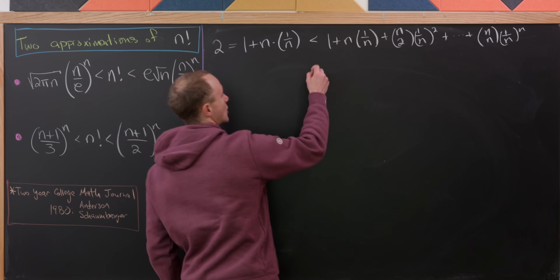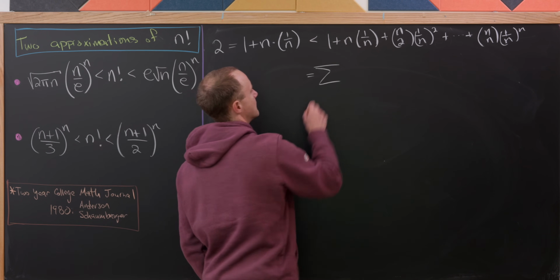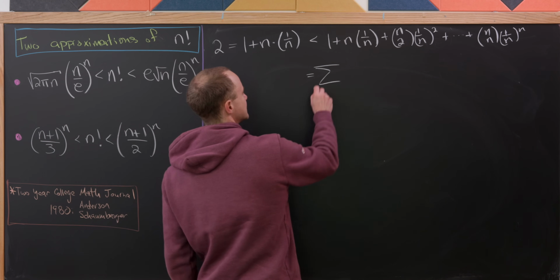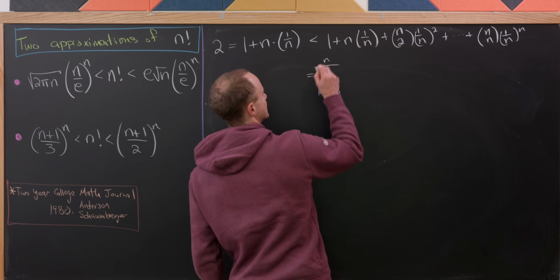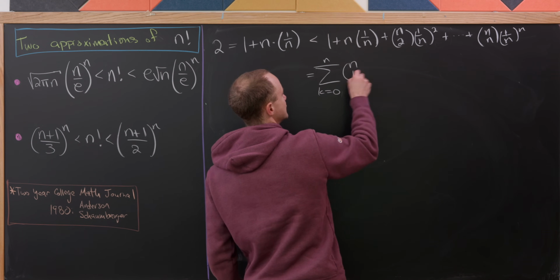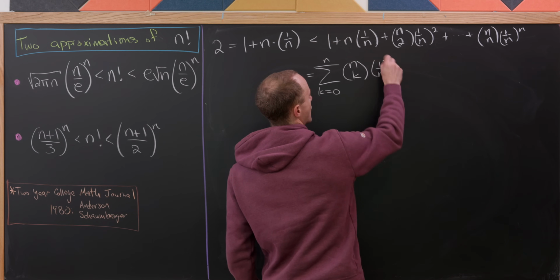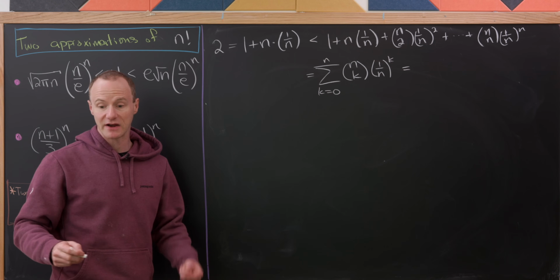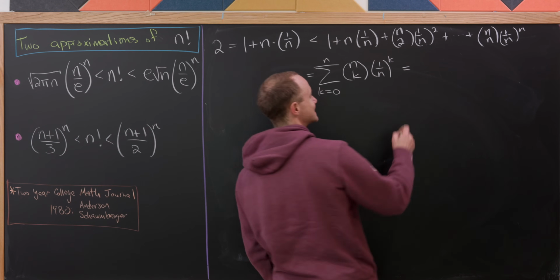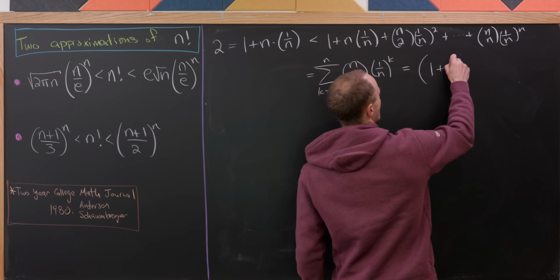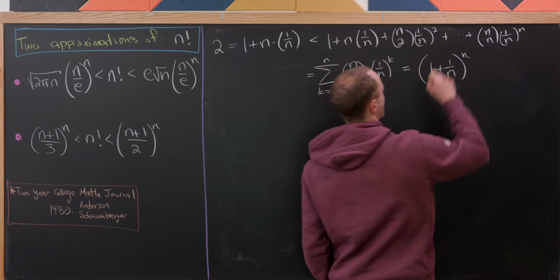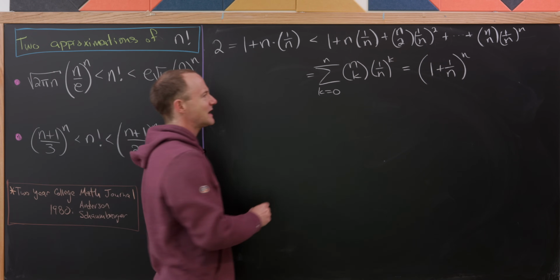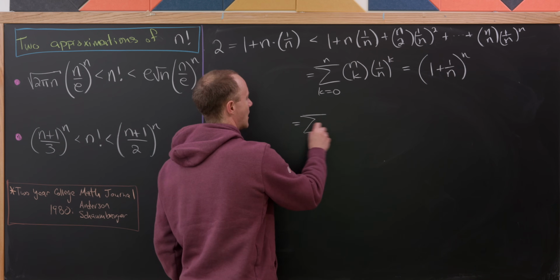Well, I'm going to smash all of this together into something that'll look a little bit more familiar, hopefully. So this is the sum as k goes from 0 to n of n choose k times 1 over n raised to the k power. But that looks exactly like a binomial expansion formula. It looks exactly like we've taken 1 plus 1 over n and raised it to the n power. But now I'm going to expand that back out.